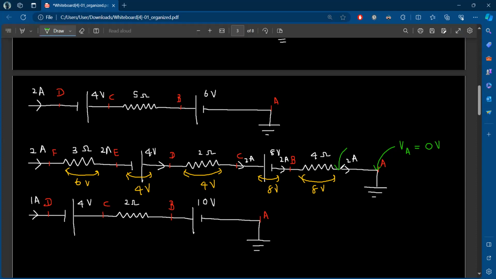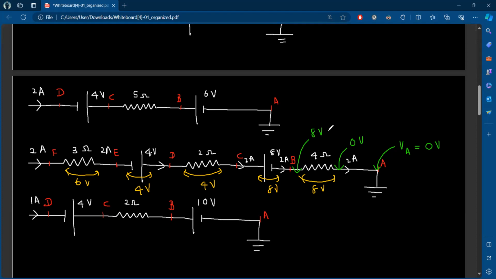I'm asking, is this one the younger one or the older one? Younger one. So what is the age of the younger one? 0. It's 0. Now what is the age difference between the younger one and the older one? 8 volt. It's 8 volt. What is the age of the older one? 8 volt. Then VB is equal to 8 volt. Is it clear for you? Yes, sir.